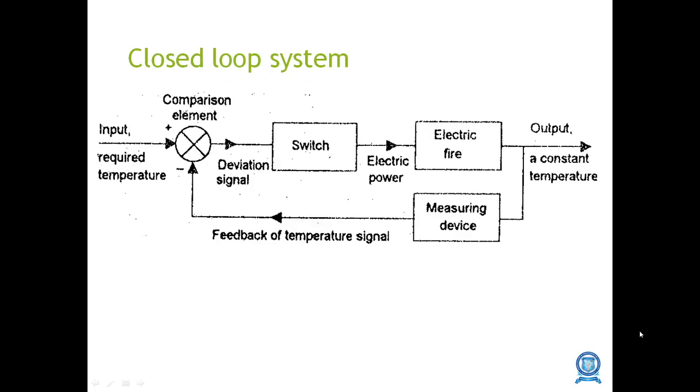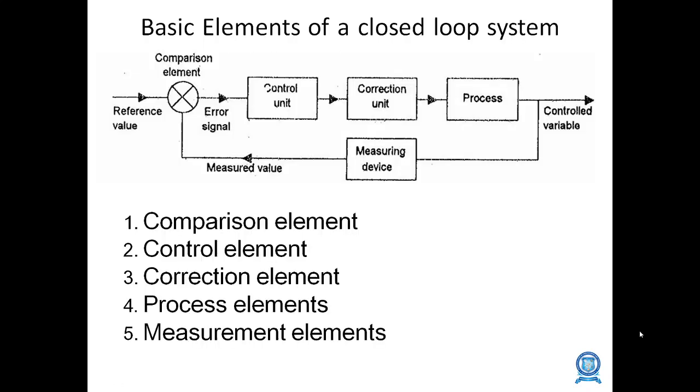But in a closed loop system, when the input is given, there will be a comparison element and a deviation signal, which then passes to the switch, the electric power and the electric fire. There is an increase in temperature, the temperature is measured using a measuring device, and the feedback is sent to the comparison element. So this is a closed loop system.